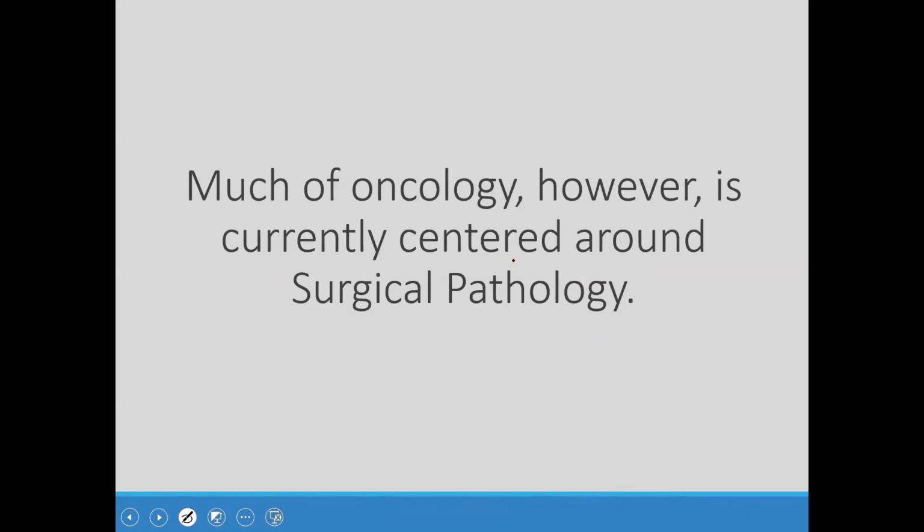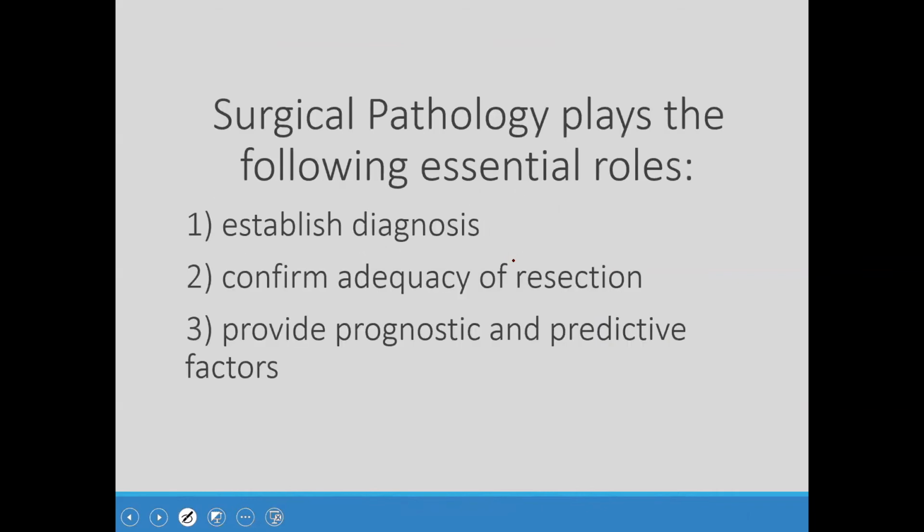Much of oncology is centered around surgical pathology. So I did give you two examples of how the labs can be involved. I just gave you an example of clinical pathology and hematopathology, but much of oncology currently is centered around surgical pathology. And surgical pathology is going to play the following roles. I'm just going to quickly highlight what we as surgical pathologists are trying to do. Number one, we're trying to establish a diagnosis.